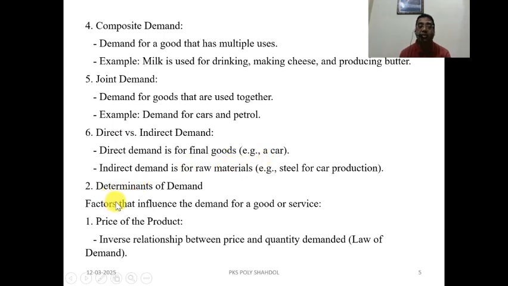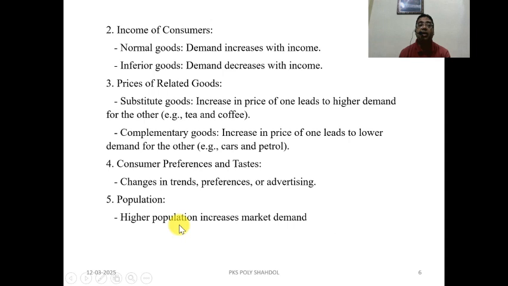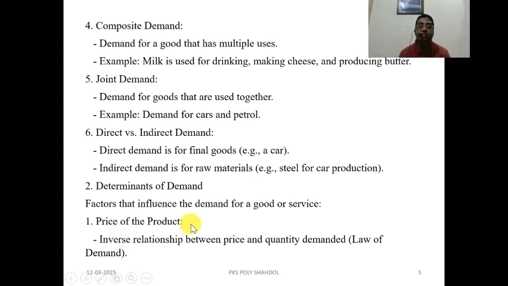And determinants of demand. What are the determinants? The factors that influence the demand for goods or services are called the determinants of demand. They include price of the product, income of the consumer, price of related goods, consumer preference and taste, and population. One by one, first the price of the product: an inverse relationship between price and quantity demanded. This is the law of demand.